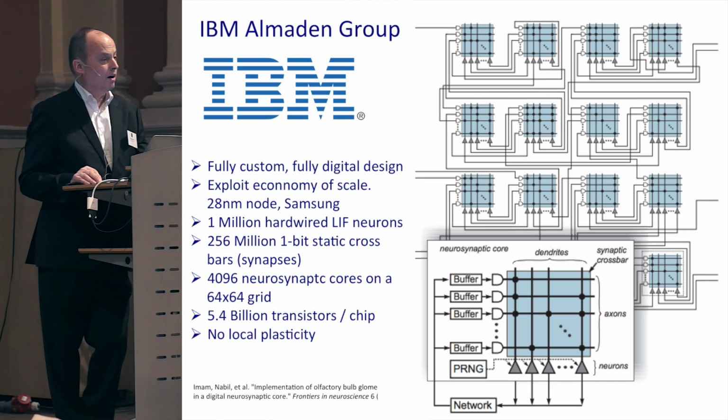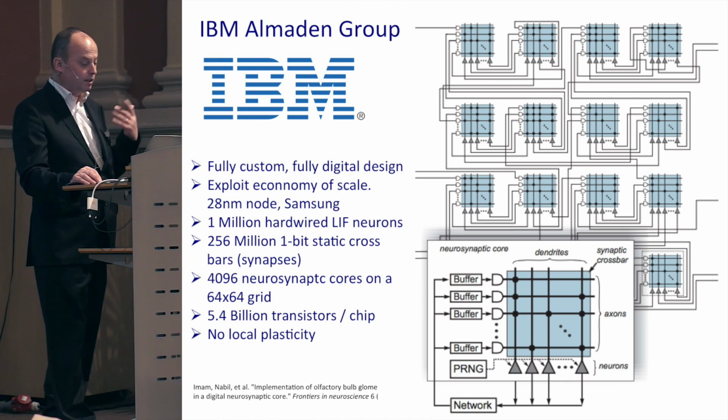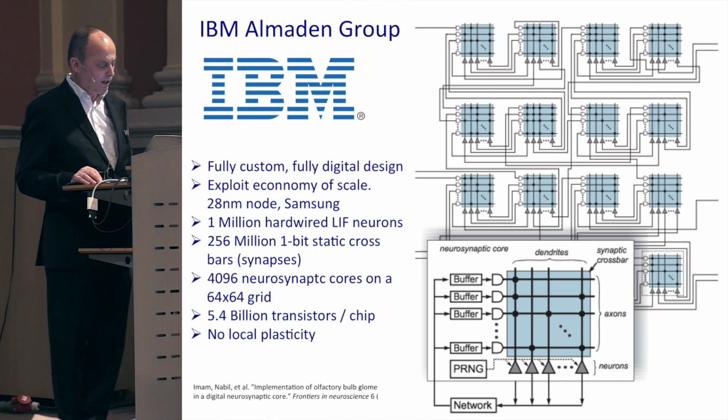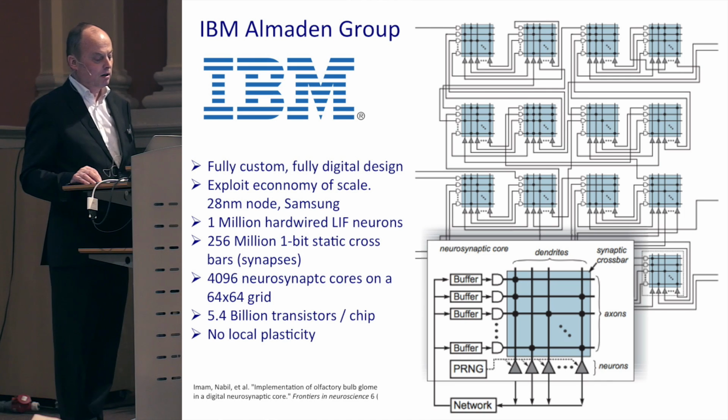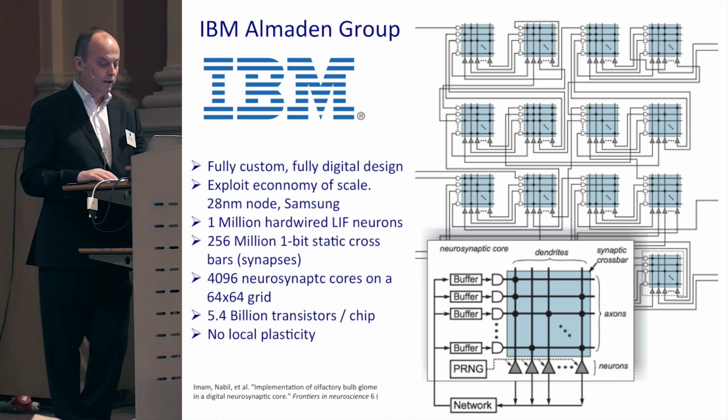They are static, however. They cannot implement learning algorithms like STDP, and they are 1 bit. They are on and off. Of course, you can combine them into bigger structures, but a single synapse is 1 bit. They are so-called neurosynaptic cores. That's the architecture. There are 5 billion transistors on a chip, and it's the biggest chip that IBM has ever produced. They do not have local plasticity, though.